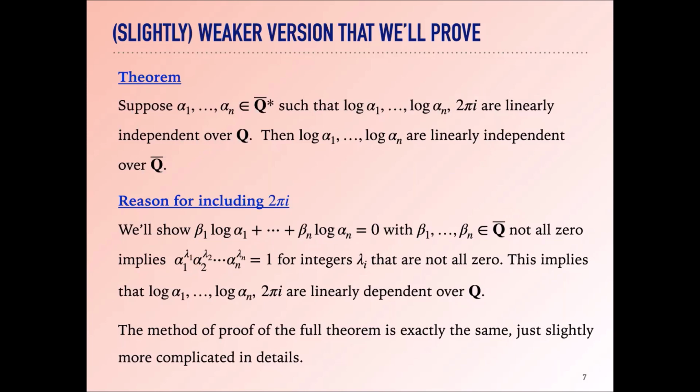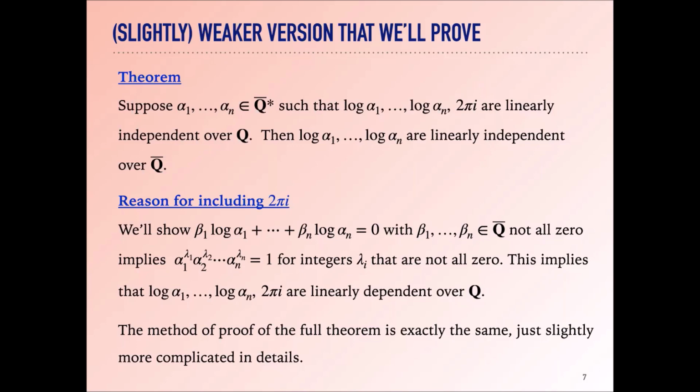Then just by applying the logarithm to this equation, you get exactly the sum of lambda i log alpha i, but you don't necessarily get 0. You get that it's equal to some integer multiple of 2 pi i. And so that's why we need to include 2 pi i in our assumption that they're linearly dependent. So that's the explanation. Again, you can get rid of this if you're more careful. Okay, so that's the goal.